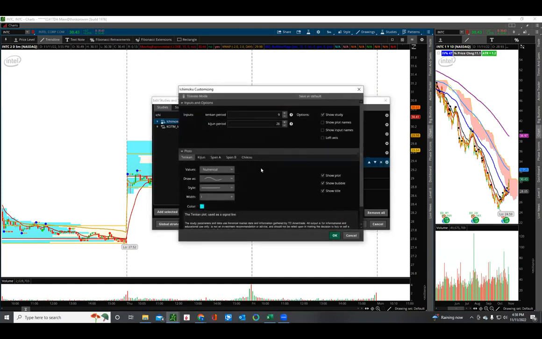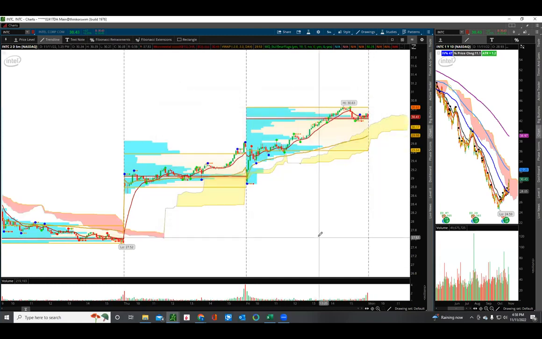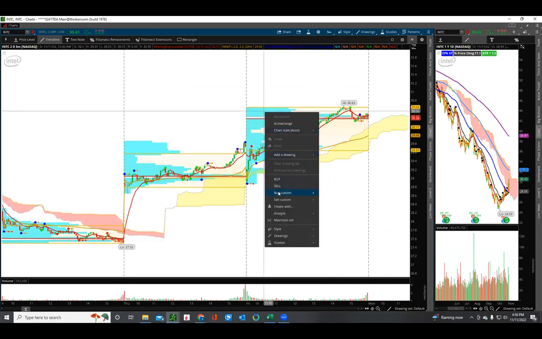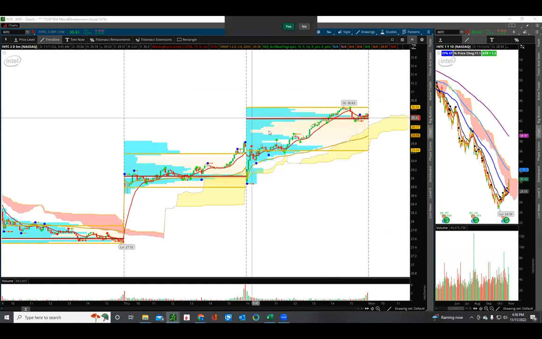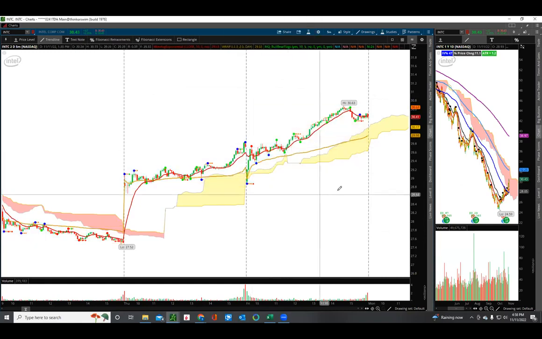Let me just edit it real quick. Take that off. These are all just lines that will go on that you don't need. All you really need are span A and span B, and that establishes the cloud. Let me get rid of the volume profile just so it doesn't confuse you.